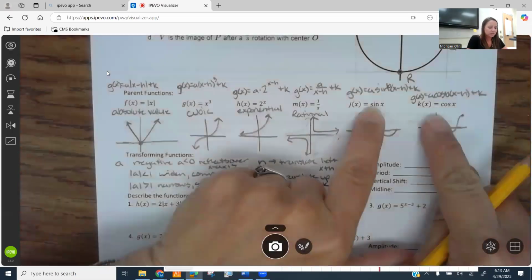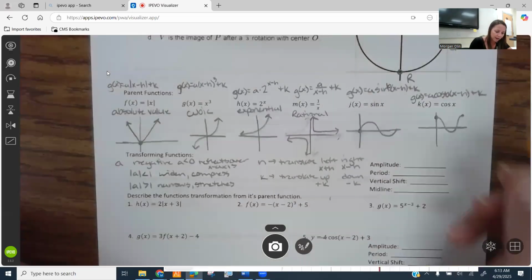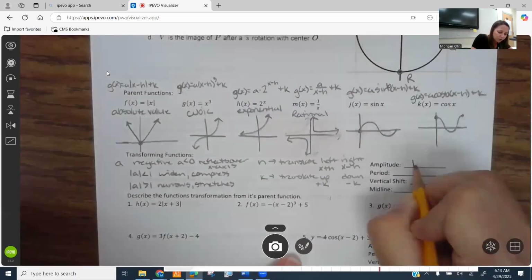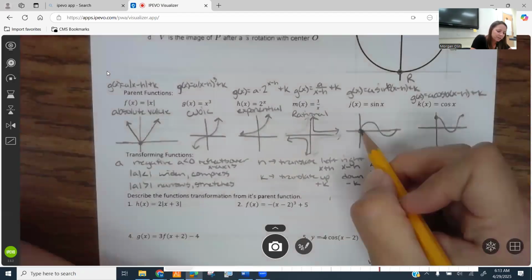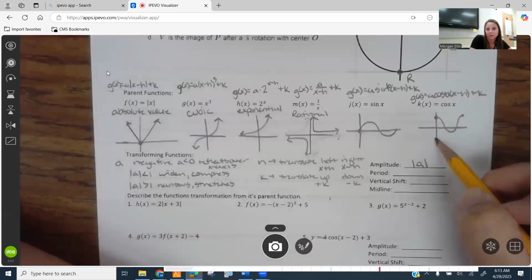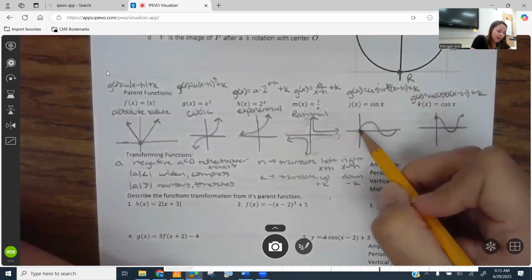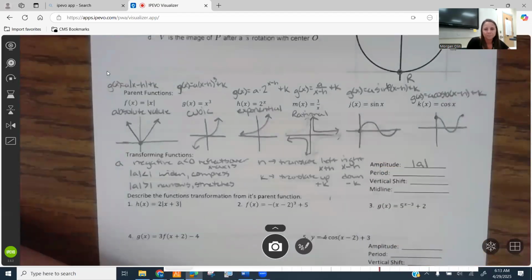Now, with sine and cosine, we've talked about different things, A, H, and K. Your amplitude is the absolute value of A without the negative. What the negative does for us is tell us that if it's negative for cosine, it's going to start below your midline. If it's negative for sine, after it's on your midline, it's going to go below the midline.